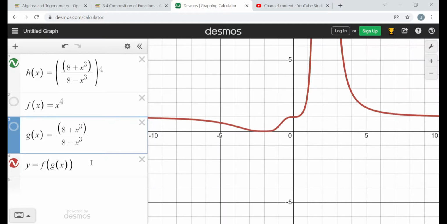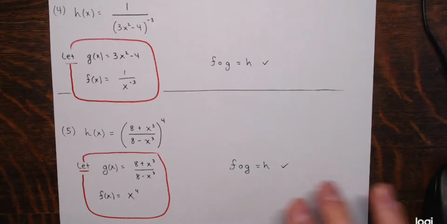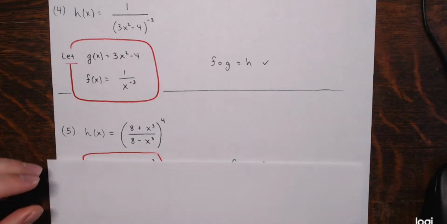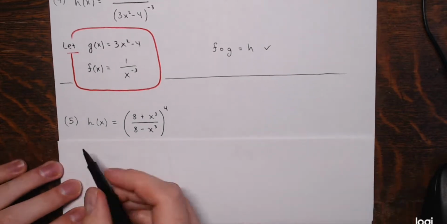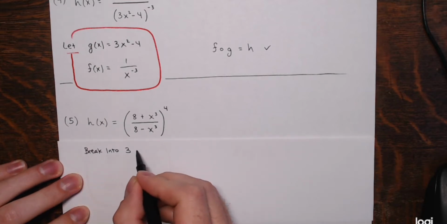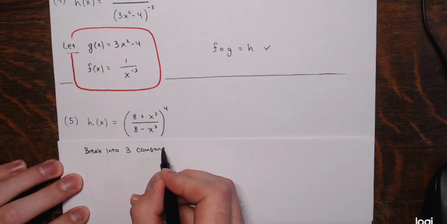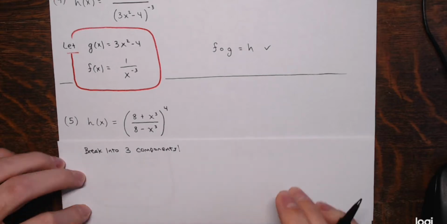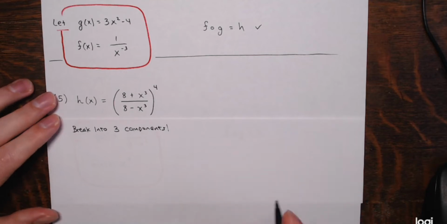Now so far we've only been asked to break a function up into two components, f composed with g. You could go further if you wish sometimes. Let me show you an example here. Let me take this same example and let me break it into three components. This won't always be able to be done, but I can see three components here.